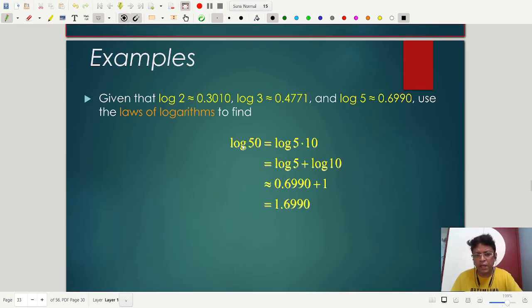Log 50, similarly, again I write log 5 into 10, and log 10 base 10. If nothing is written in the base, that means it's log 10 base 10, that is 1. So you can write log 10 base 10 as 1. Okay, so you get the values.